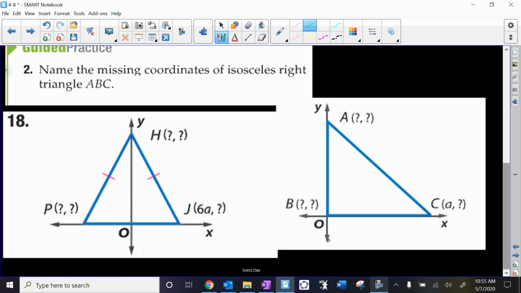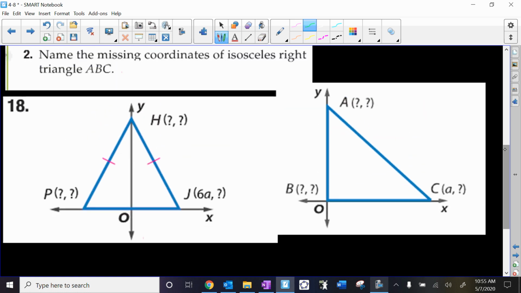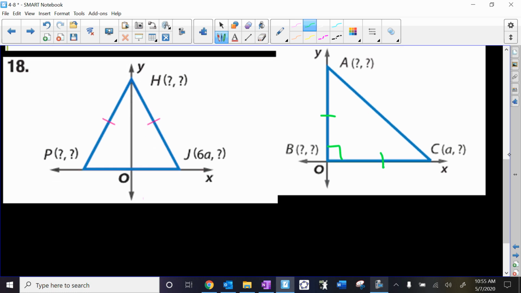There are your coordinates. And we got a couple more down here at the bottom. Just so you're aware, this is an isosceles right triangle, it tells me up here at the top. But I put in another one in here as well. So we're going to find the coordinates of P, H, and J.